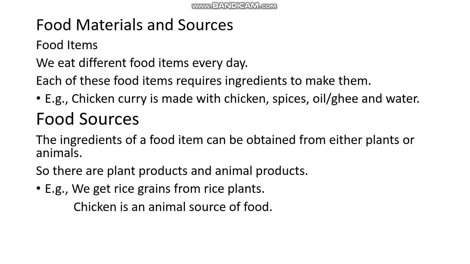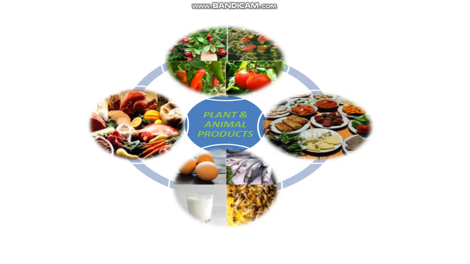Next we will see where we are getting this food. That is what we call food sources. The ingredients of a food item can be obtained from either plants or animals. So they are called plant products and animal products. For example, we get rice grains from rice plants, and chicken is also an animal source of food. Food materials can be classified based on the sources from which they are obtained, for example, plant parts and animal products.